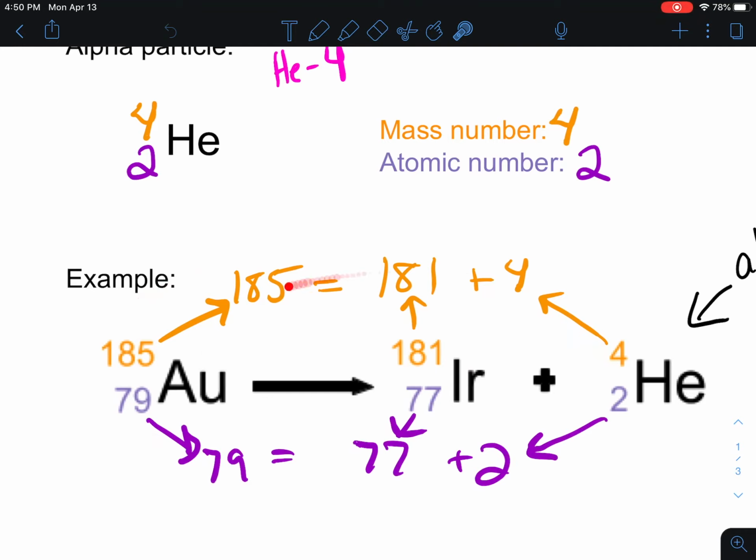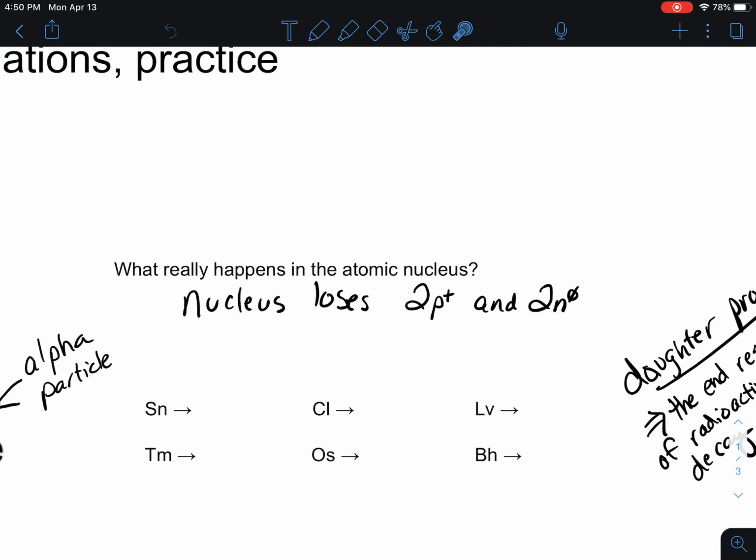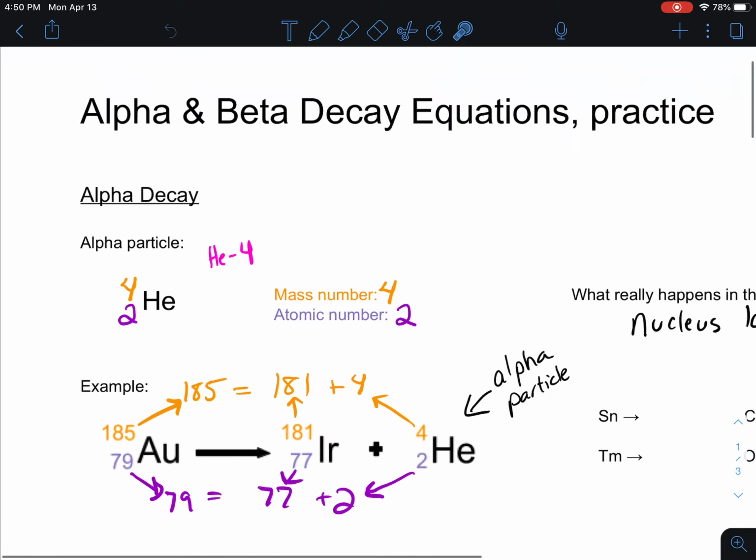I will do that with the mass numbers. I will also do that with the atomic numbers down here. Check this out. Gold is atomic number 79. Iridium is atomic number 77. Helium is atomic number 2. 77 plus 2 equals 79. So that is alpha decay. Now, what is actually going on in the nucleus is that the nucleus loses 2 protons and 2 neutrons. It loses 2 and 2, which gives us 4, which is why this is a helium-4 particle.